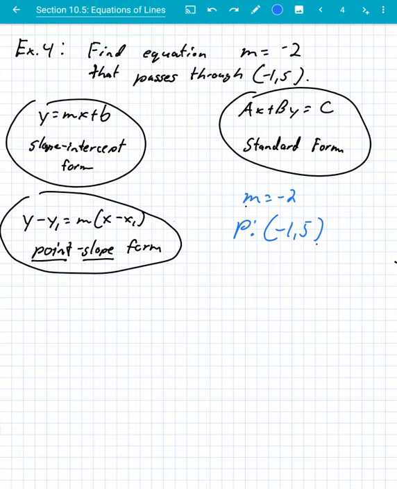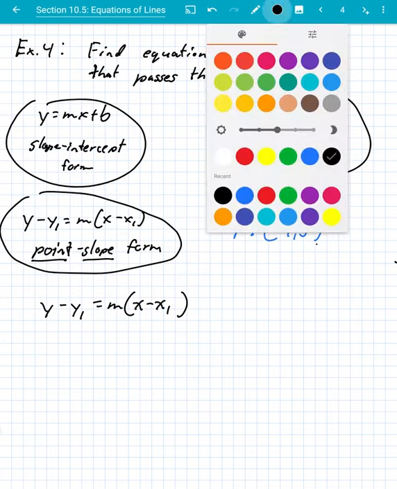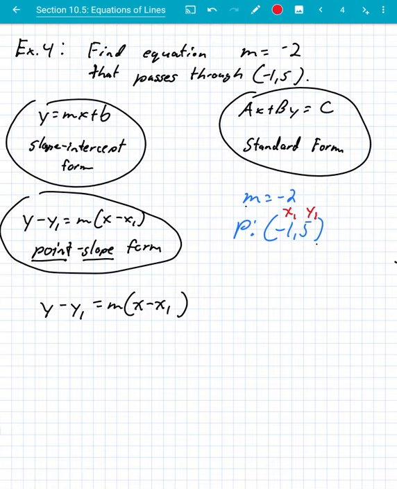So let's take it. I'm going to go ahead and write it down. y minus y1 equals m times x minus x1. Remember, this is our x1, this is our y1, and the m is our slope. We're going to substitute those values in. So y1 is 5, so it becomes y minus 5, equals negative 2 times x minus negative 1. I plugged in the negative 1 for the x1, and the 5 for y1.